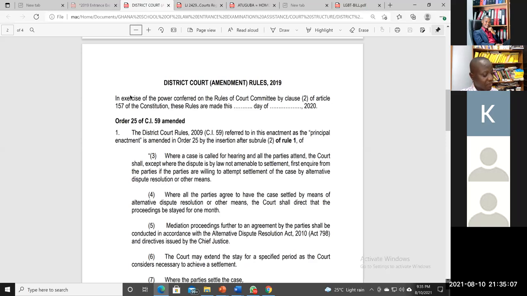Then clause 2 of Article 157 says that the rules of court committee shall, by constitutional instrument, make rules and regulations for regulating the practice and procedure of all courts in Ghana, both the superior courts of judicature and the lower courts. So this District Court amendment rules 2019 emanates from the rules of court committee. As I told you, you have a preamble which tells you the source of authority, just as we saw in the case of LI 2429, where the source of authority is the Courts Act. Yeah, so I think that's what I can say, Barrister Tommy.